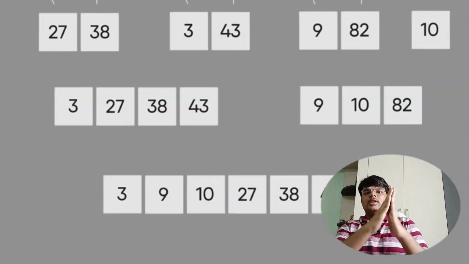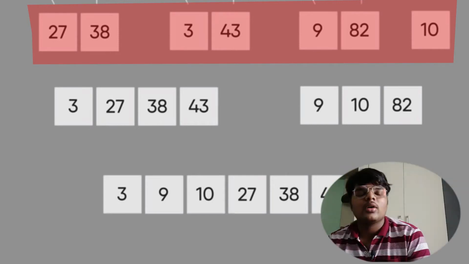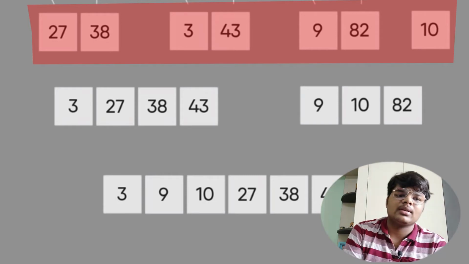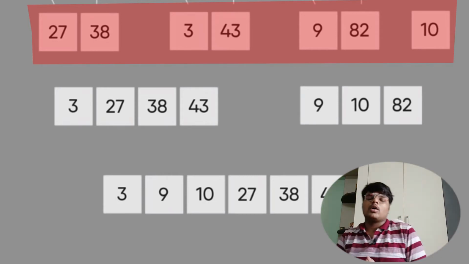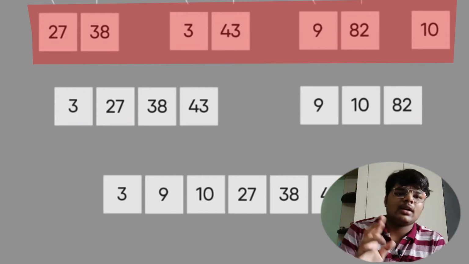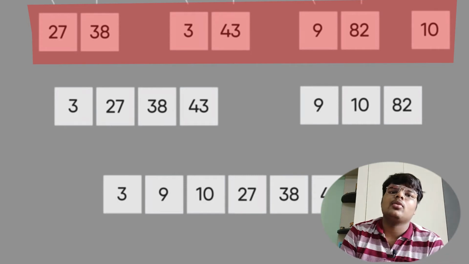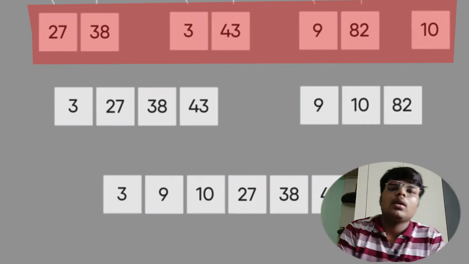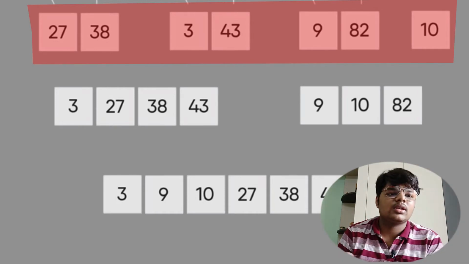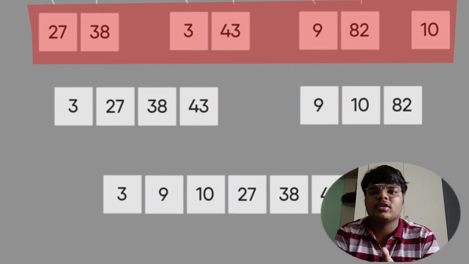Now after dividing and individualizing all the elements, compare each element with the other elements. Compare 3 and 27, and as 3 is smaller, swap their positions. Similarly compare 38 and 43, and as they are in proper order, no swapping is done and they are placed as they are. Now compare 9 with 10 and 82 with 10, and as 10 is smaller than 82 but greater than 9, swap the positions of 10 and 82.